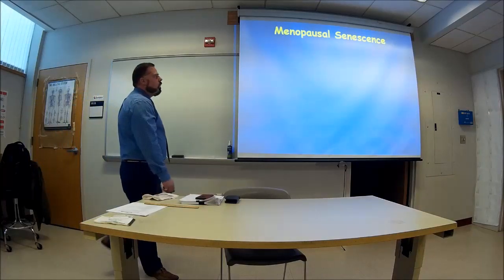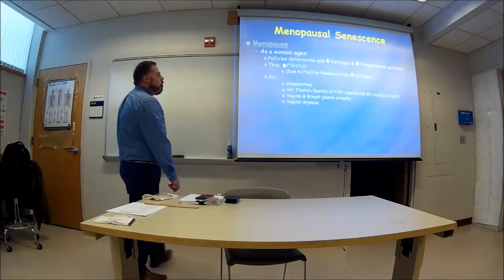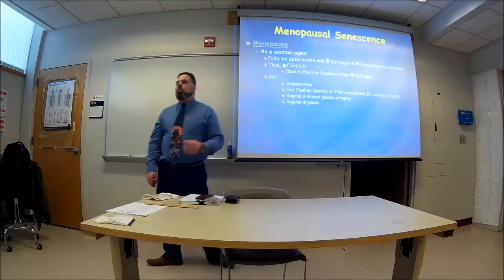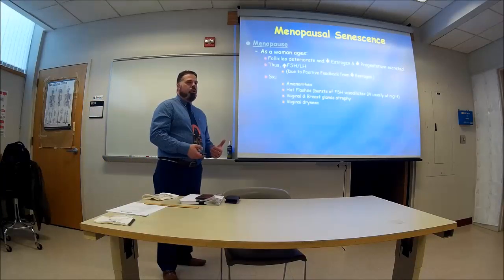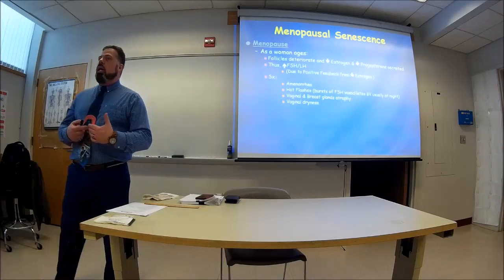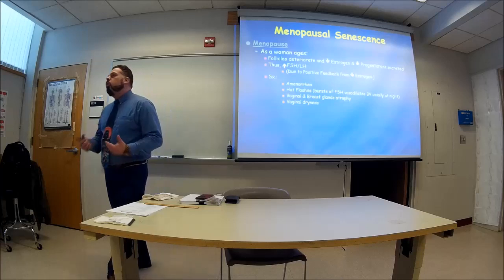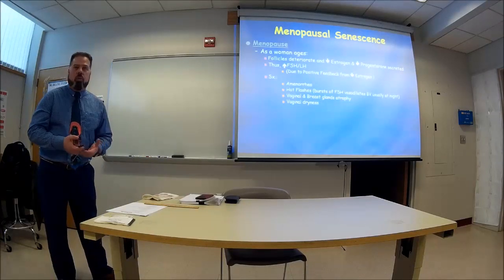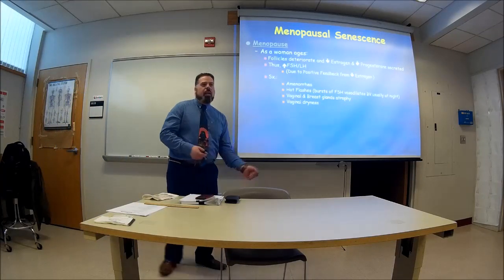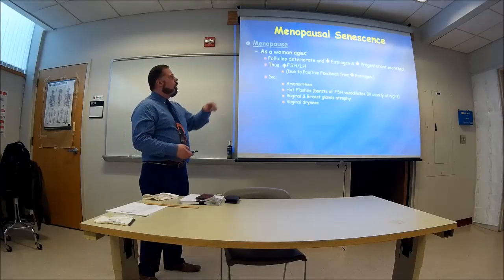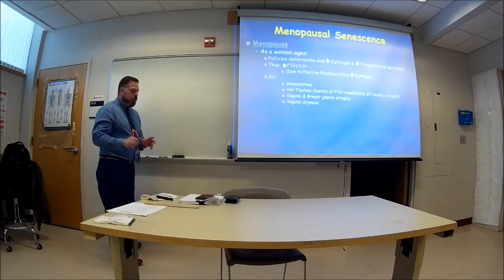Then we've got menopausal senescence, and this is more menopause. Okay? As a woman ages, the follicles start deteriorating. It starts to use up all the eggs. Okay? So if you use up all the eggs, you're not going to be able to produce any estrogen. And if those eggs never ovulate, then you're not going to form a corpus luteum, which means you're not going to have progesterone secreted either. Okay? So when you decrease estrogen and progesterone, that's going to send negative feedback to cause an increase of FSH and LH.